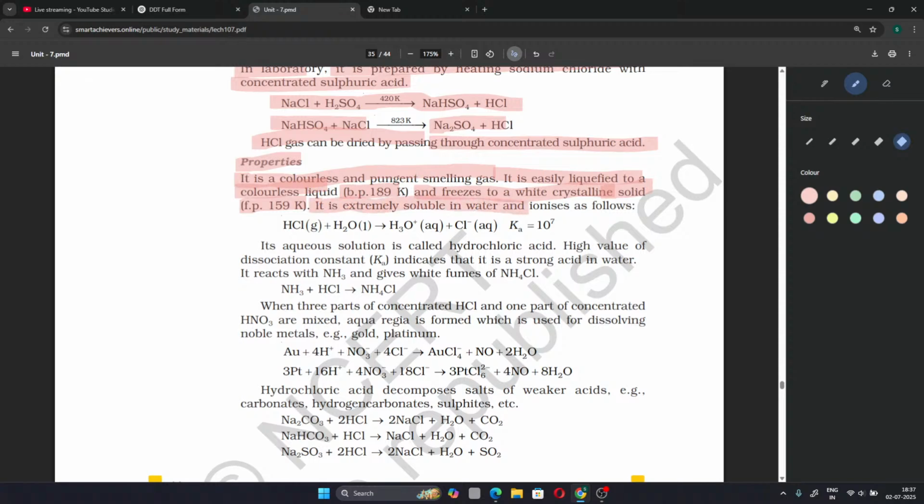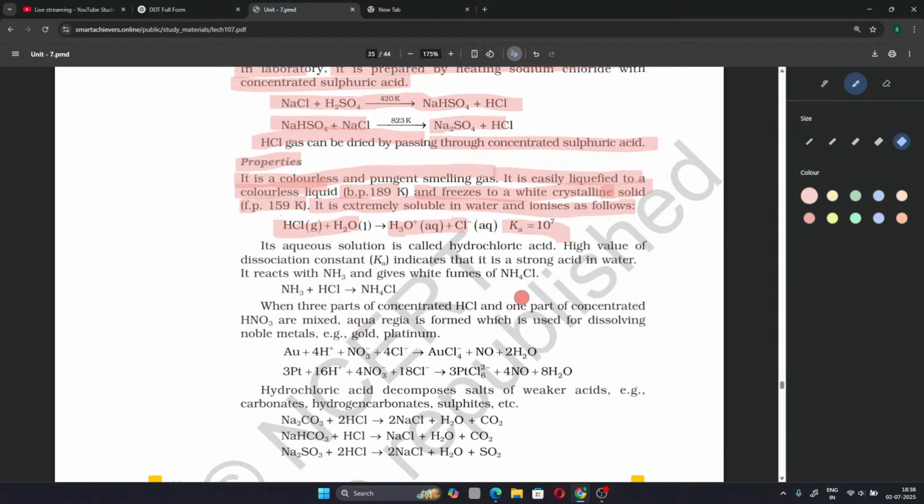It is extremely soluble in water and ionizes as follows. HCl plus H2O gives hydronium ion and chloride ion, which has a Ka value of 10 power 7, which is also incredibly high. This dissociation constant, Ka, we saw even in the first step reaction for sulfuric acid, which was close to reaching infinity. Here as well it is not reaching infinity, but it is 10 power 7.